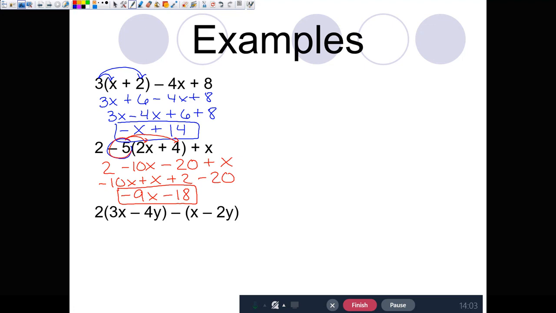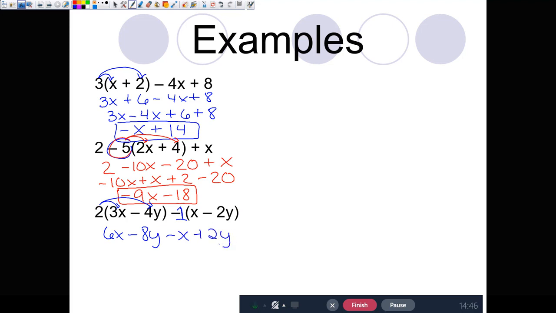Wait. What is this number here? That's in between the negative and the parentheses. It's a 1. So this is like a negative 1. So we're going to be distributing a negative 1 there. Or I'm distributing the negative sign, however you want to look at it. Okay, so here I'm going to be multiplying 2 times 3x. What's 2 times 3x? 6x. And 2 times negative 4y, negative 8y. And negative 1 times x, negative x, and negative 1 times negative 2y, plus 2y.